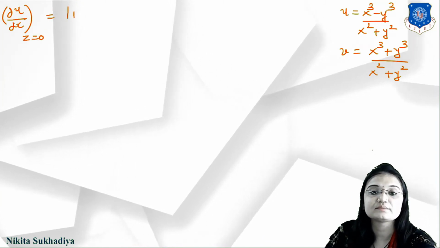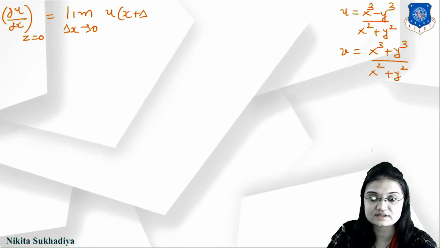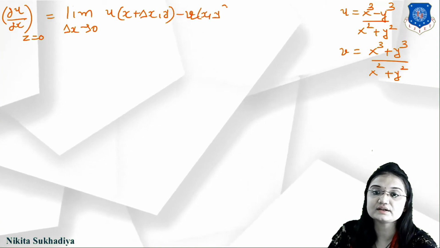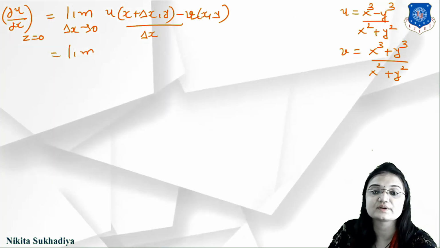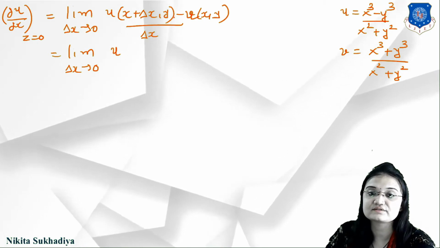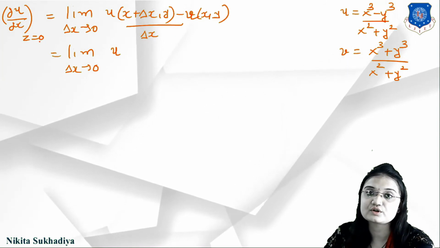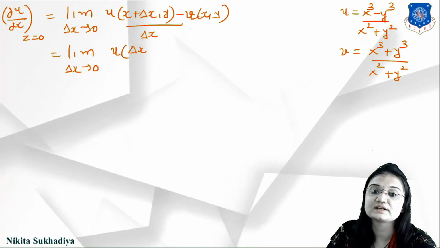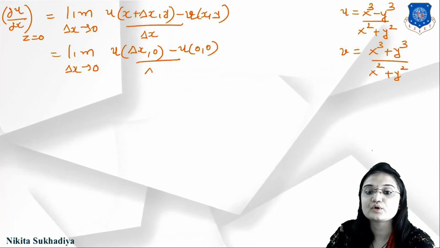So this is limit Δx tends to 0, u(x+Δx, y) minus u(x, y) upon Δx. But at the origin this will become limit Δx tends to 0 of u, by putting x and y as 0, because at the origin z is equal to 0, meaning that x and y both are 0. So this will become only u(Δx, 0) minus u(0, 0) upon Δx.